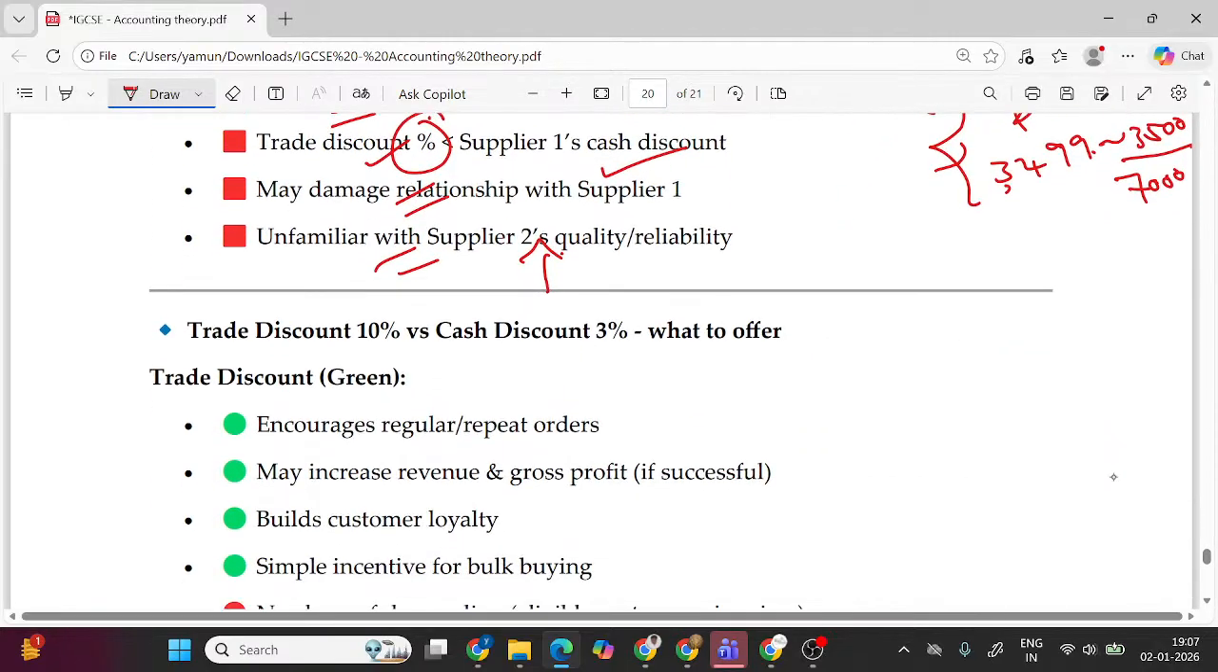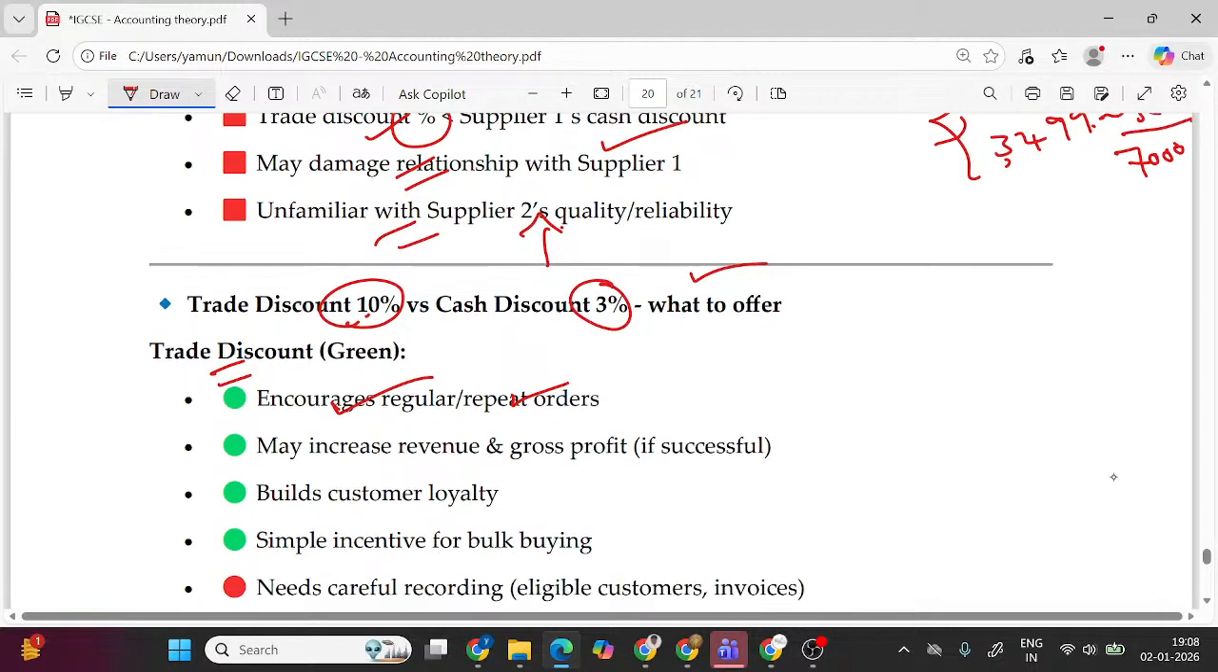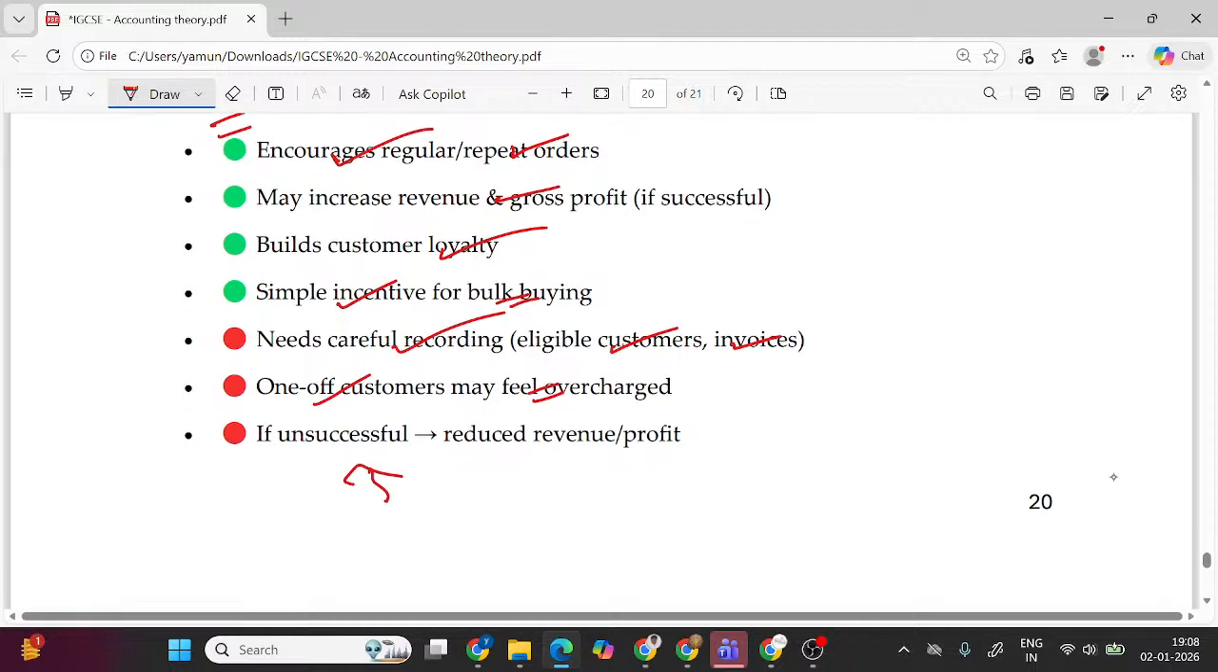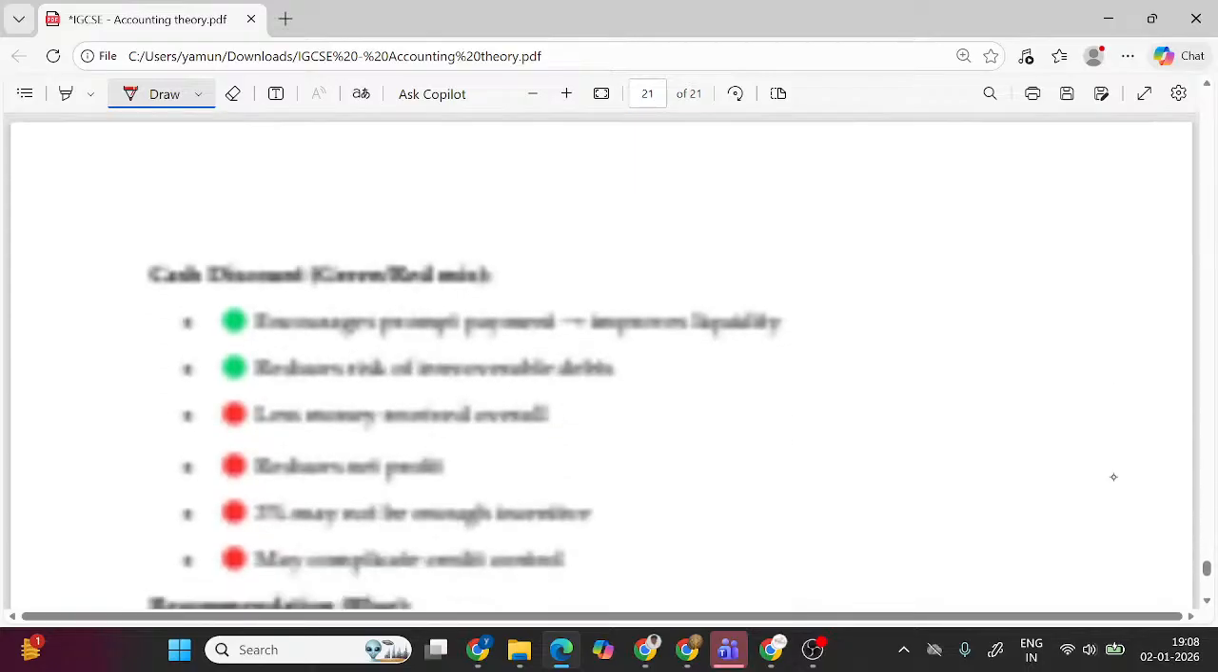Next one is trade discount 10% and cash discount 3%. What to offer? A trade discount will encourage regular or repeat orders. Yes, obviously. It may increase revenue and gross profit, builds customer loyalty, and is a simple incentive for bulk buying. But you have to be very careful in recording eligible customers. One-off customers may feel overcharged. If unsuccessful, then definitely that's going to reduce the revenue or profit.